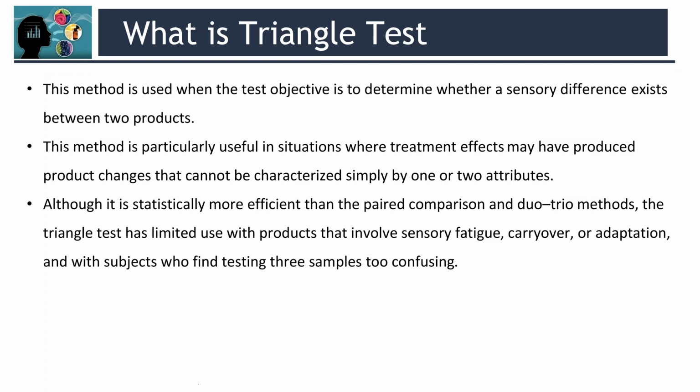Today we are going to learn about the triangle test. First, let's see what the triangle test is. This method is used when the test objective is to determine whether a sensory difference exists between two products. And it is particularly useful in situations where treatment effects may have produced product changes that cannot be characterized simply by one or two attributes.